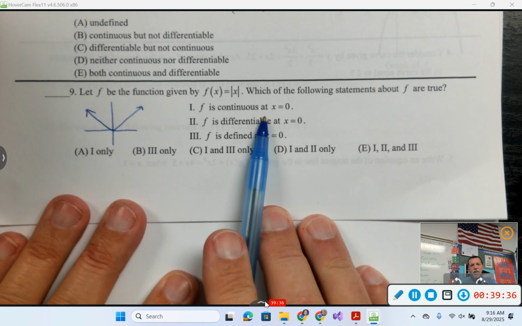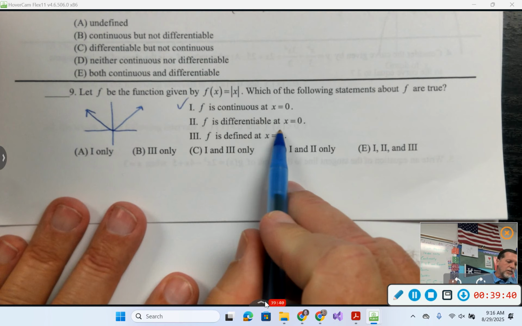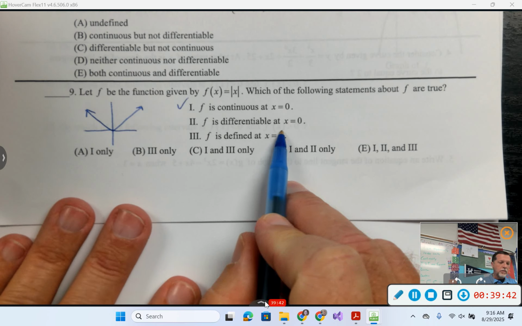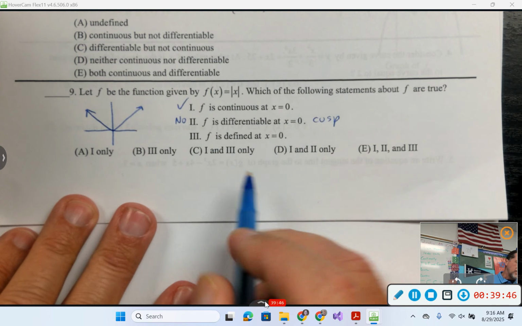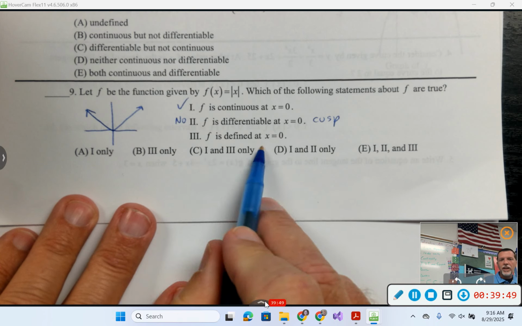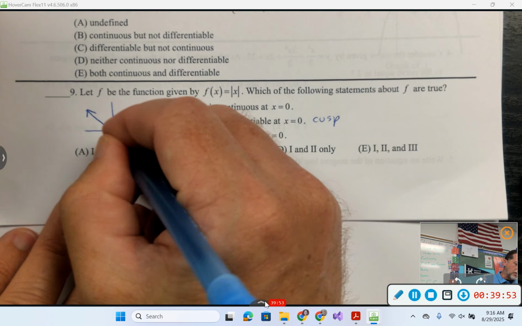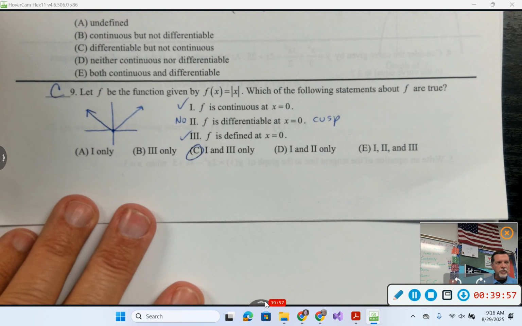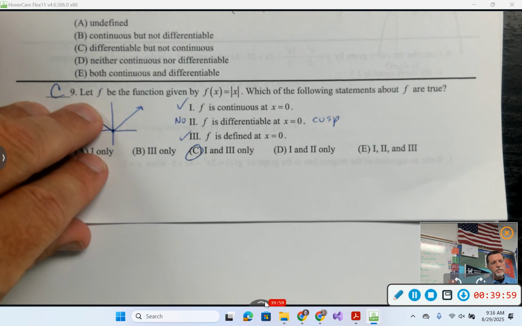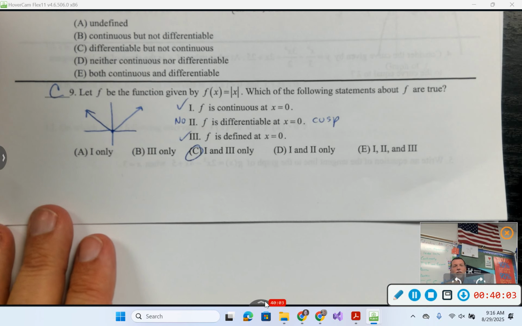Is it continuous at 0? Yep. Is it differentiable at 0? Why not? There's a cusp there. And, this is different, I guess. Is it defined at 0? Yeah, it's the point 0. So 1 and 3, but not differentiable. All right, so shortcut rule, and then is it differentiable, which is a fancy way for saying, is there a slope there?